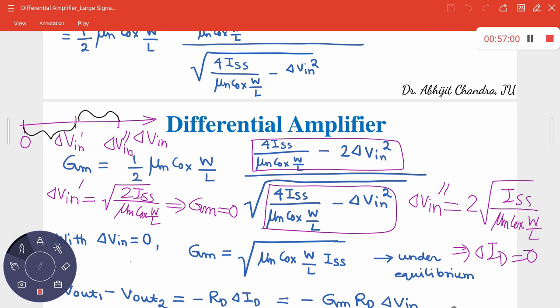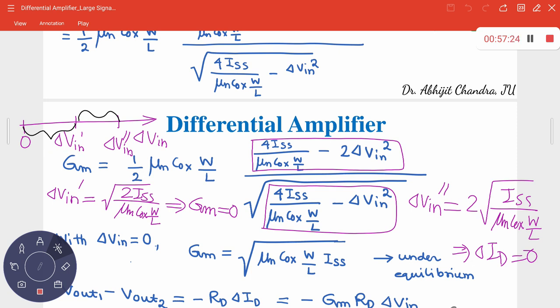So both of them are in saturation over this region, from here to here. And beyond this point, one transistor is in saturation, the other transistor is in cutoff. So although we have obtained that expression mathematically, that expression is not valid beyond this point. This expression is valid only up to this point, right?